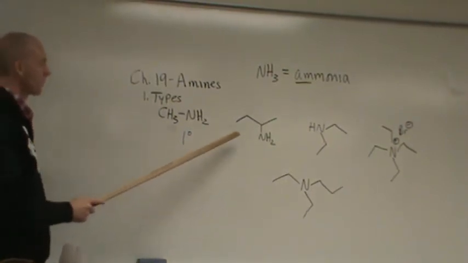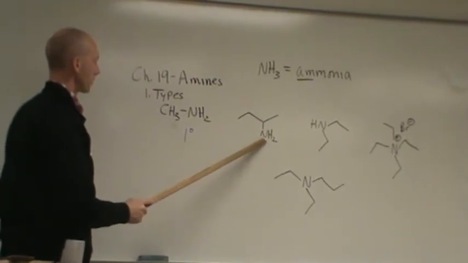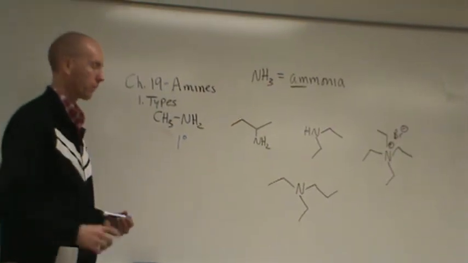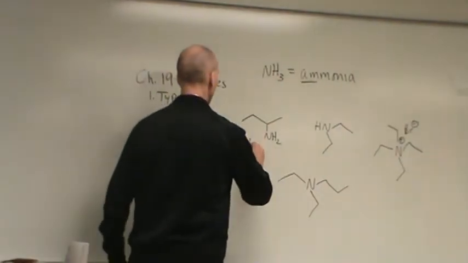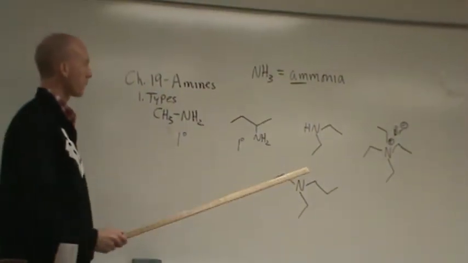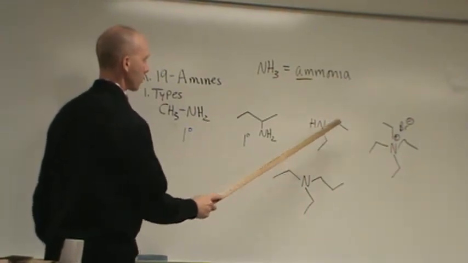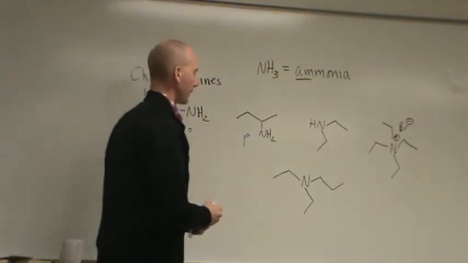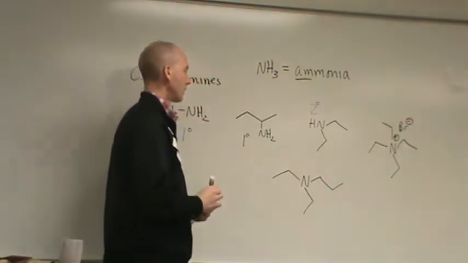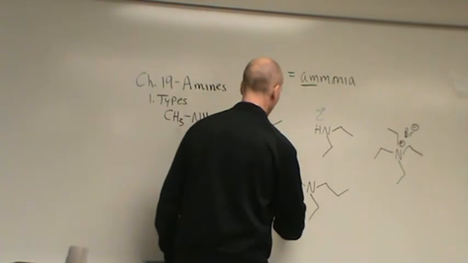If I come to this molecule here, how many carbon groups are on this nitrogen? One, just one here. So this is a primary amine. How many carbon groups are on this nitrogen? Two. One and two. So this would be a secondary amine. What about this one down here? Tertiary amine.